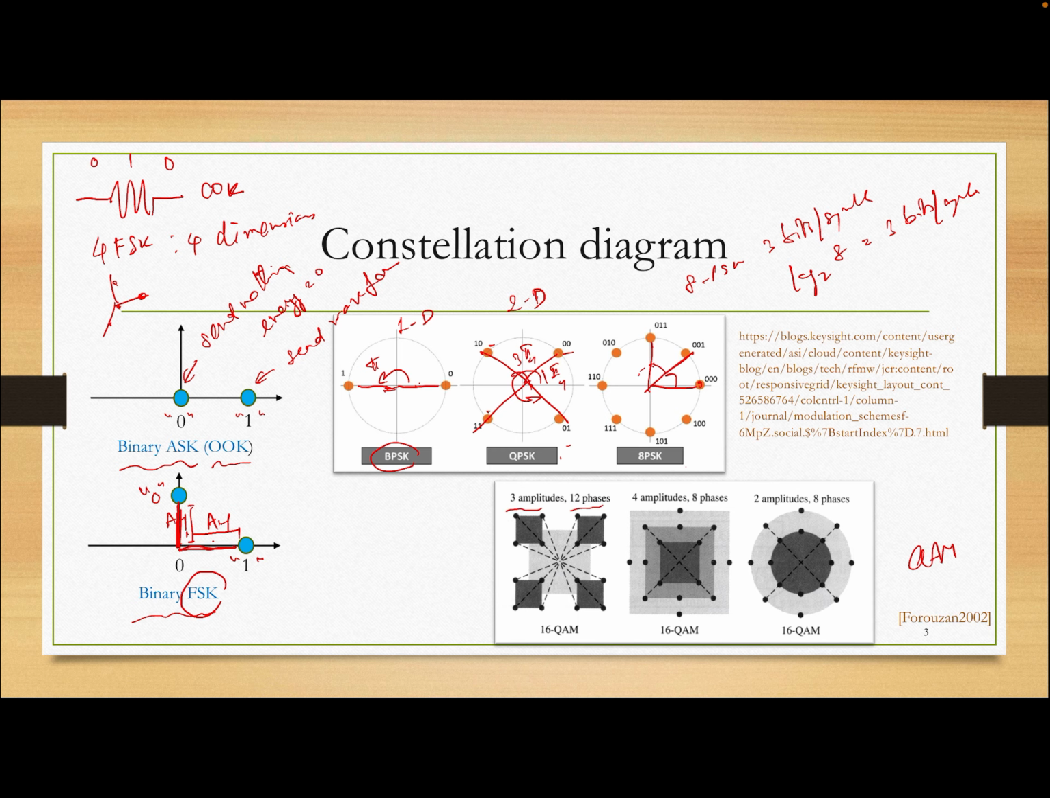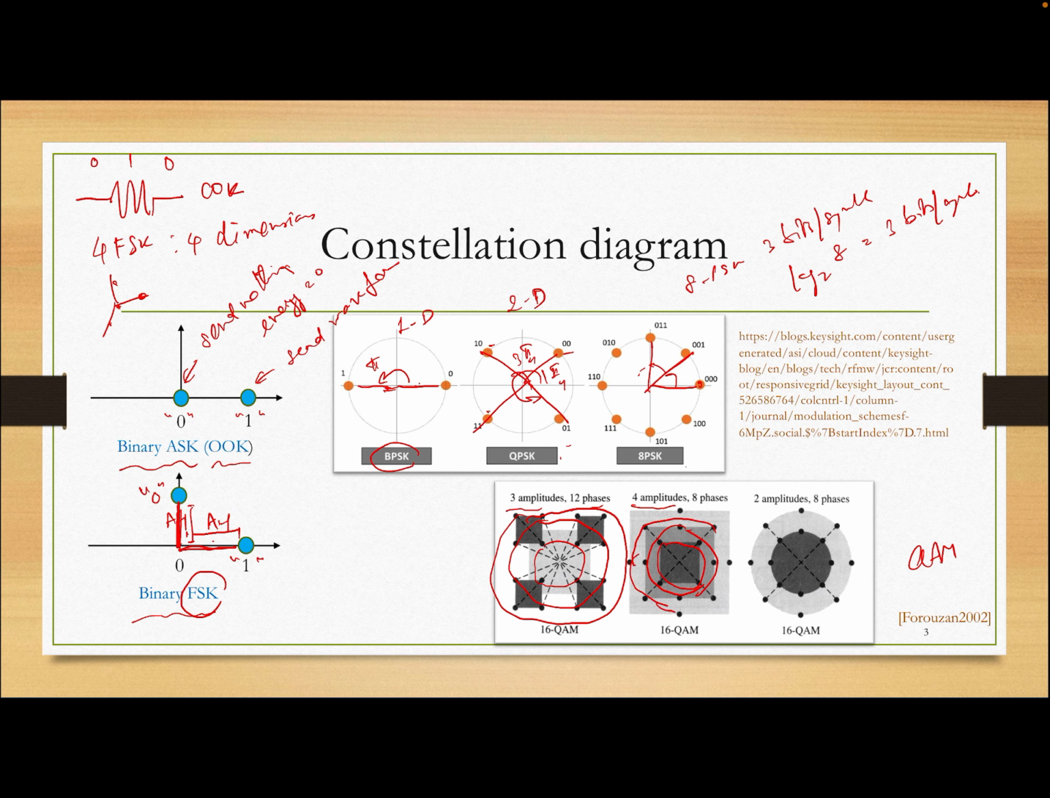This is QAM examples. For this case, we have 3 amplitudes and 12 phases. So basically, this is 1 amplitude, 2 amplitudes, and then 3 amplitudes, and then you have 12 phases. You can count that. This is 4 amplitudes, 4 amplitudes here.